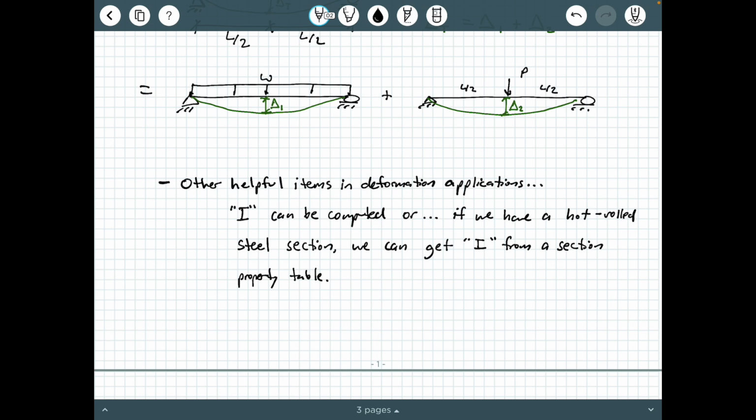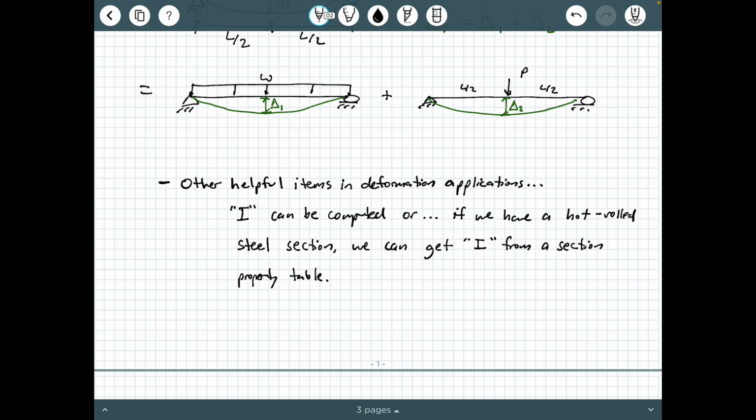And so, again, what's a hot rolled section? Well, this is where steel is actually heated up and shaped into a particular shape. Oftentimes we see I-shape steel sections, but they also come in C shapes, L shapes, all kinds of other shapes besides just an I shape, for example. And these tables, in Hibbeler Appendix B, have all of the section properties already tabulated for you, so you don't have to calculate them longhand.